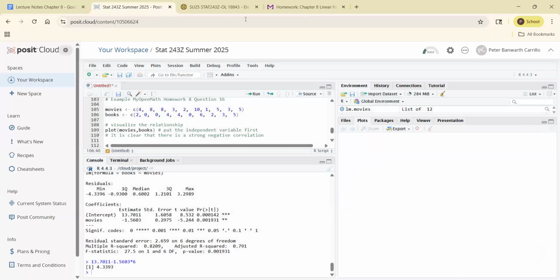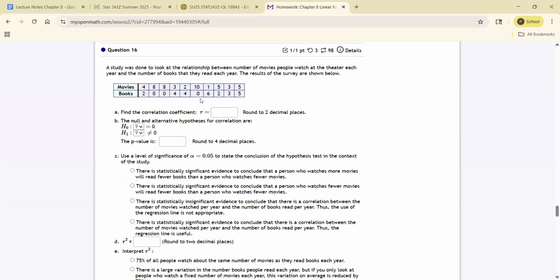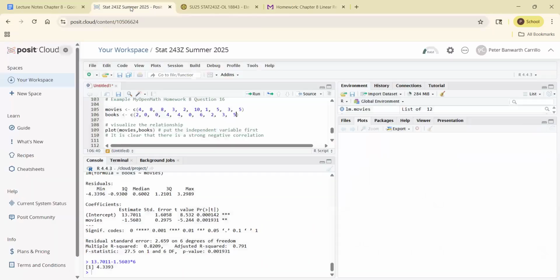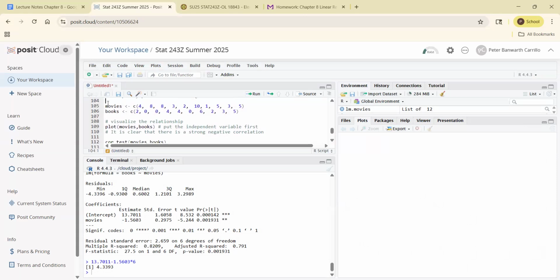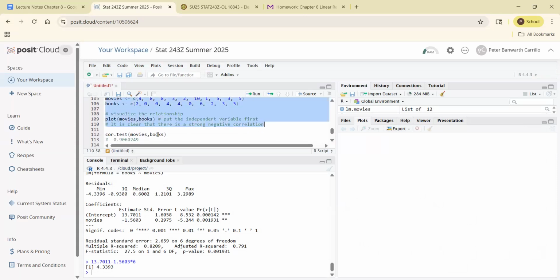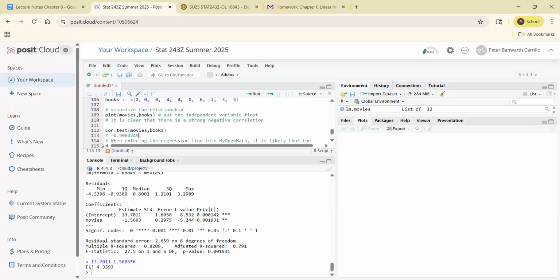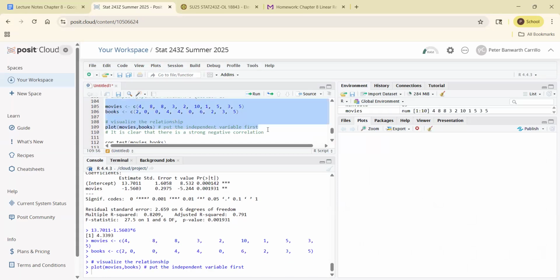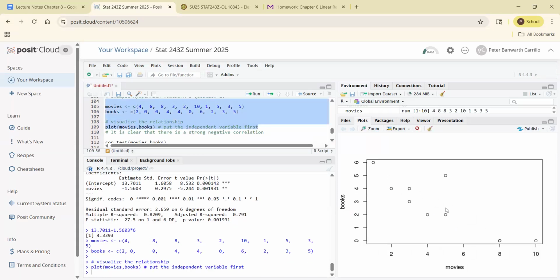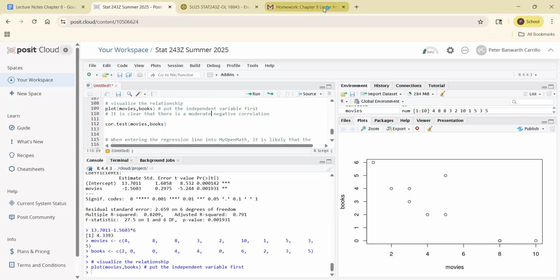Now the first thing I would do before even answering this question, assuming that you're using R and RStudio to do this work, is to visualize the data, because that will help you keep track of whether or not your answers make sense. So let's read in the data and then let's graph it. It looks like there's a kind of negative trend going on here, that people who watch more movies tend to also read fewer books. When you visualize, you should always put the independent variable first.